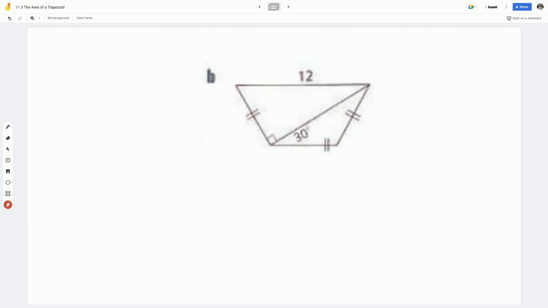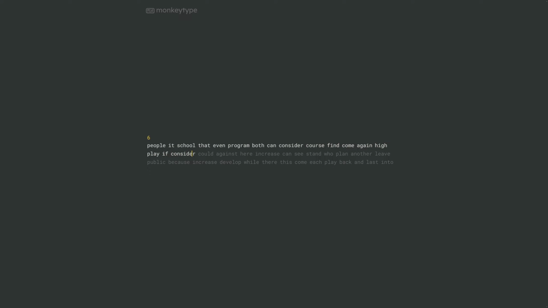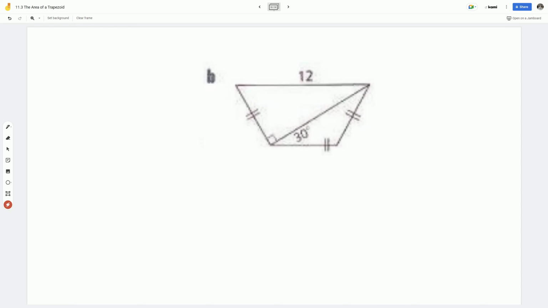Alright, our last problem here, the area of this trapezoid. We know this angle right here is 30, and that should already tell you something. And this side is 12. Once again, try to find as many right triangles as you can. Alright, hopefully you found a few.